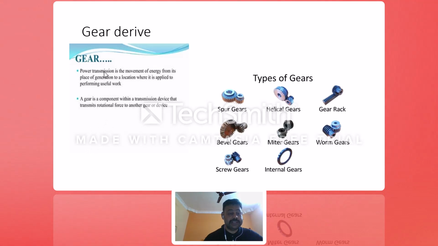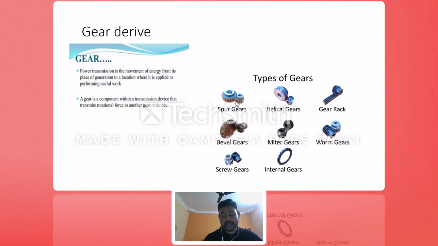Let us take a gear drive. Power transmission is the movement of energy from its place of generation to a location where it is applied to perform useful work. Better you can take the example of the two-wheeler or four-wheeler unit. The gear is a component within a transmission device that transmits a rotational force to another gear drive. Here you have different types of gear, meaning different arrangements.